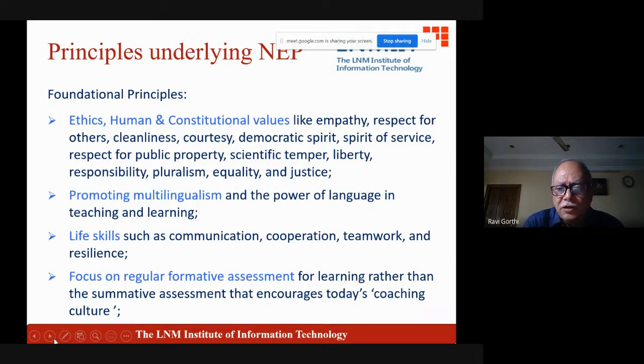Promoting multilingualism. Even this document at one point says we have to have both institutions in English and in some local language. After all, English was the local language for some people. We have our own local language for hundreds and hundreds of years. A good mixture is very good for the education system. Life skills, no doubt about it.